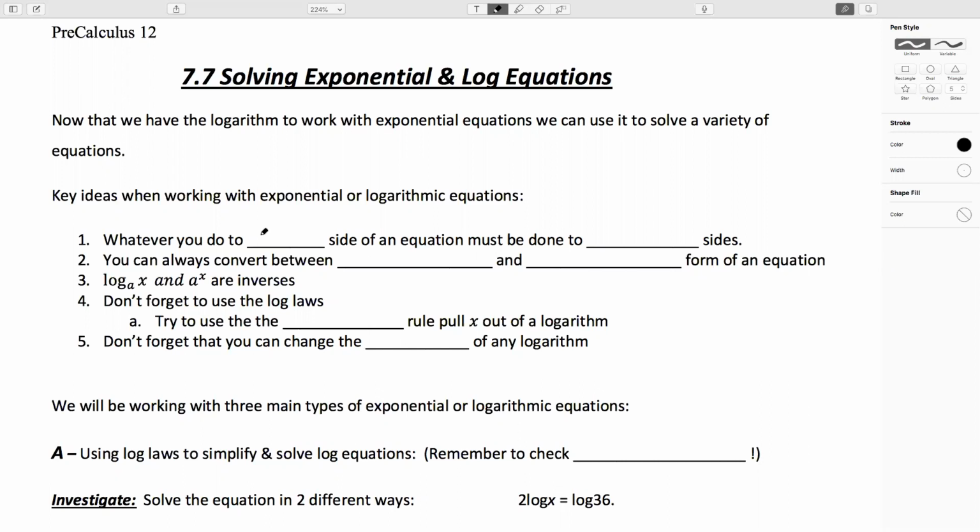First one, whatever you do to one side of your equation must be done to both sides. You can always convert between the logarithmic form and the exponential form of an equation, if that helps. Log base a of x and a to the x are inverses. Don't forget to use the log laws, and you're going to need to use the power rule to pull x out of the logarithm. And then lastly, don't forget that you can change the base of any logarithm.